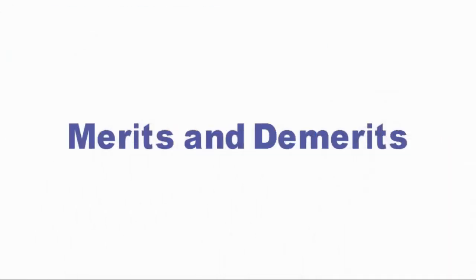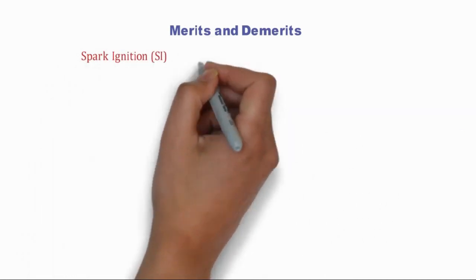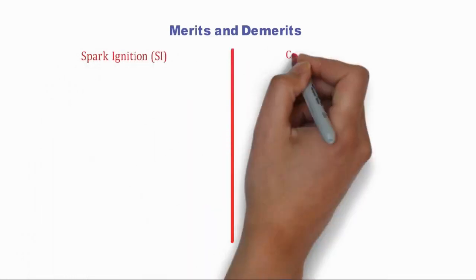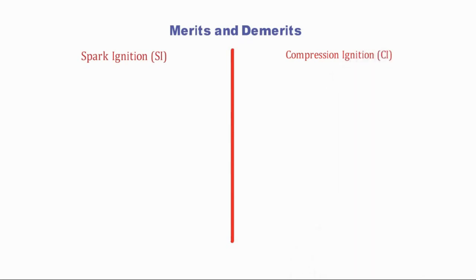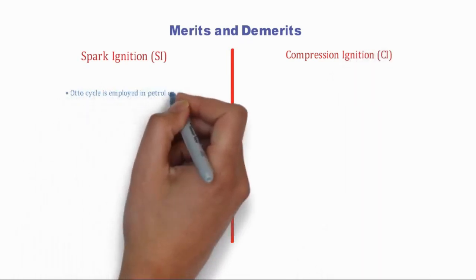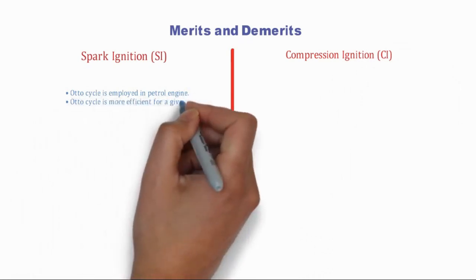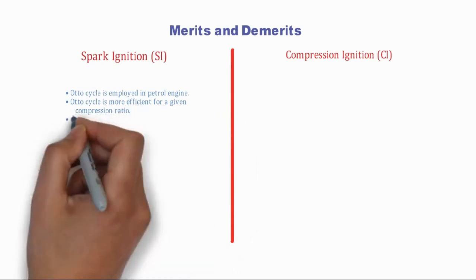Merits and demerits. Spark ignition, SI. Compression ignition, CI. Otto cycle is employed in petrol engine. Otto cycle is more efficient for a given compression ratio.